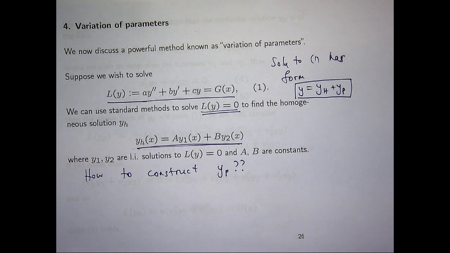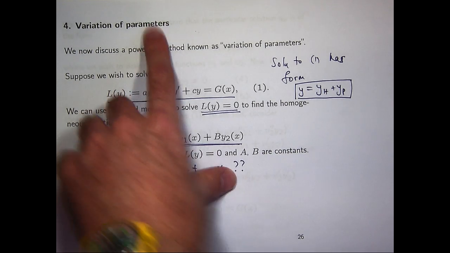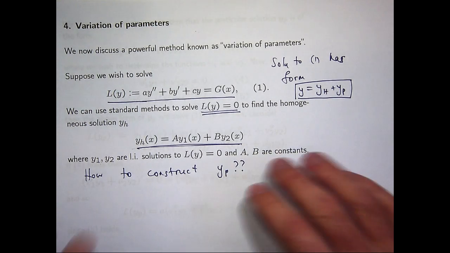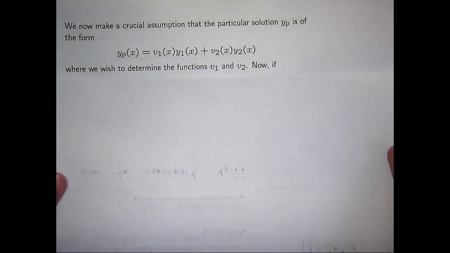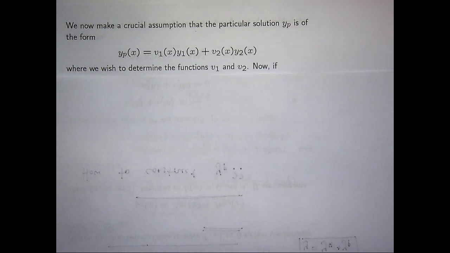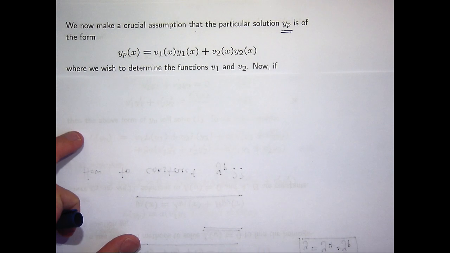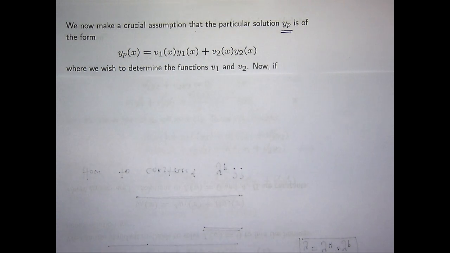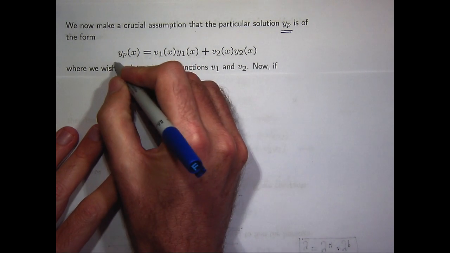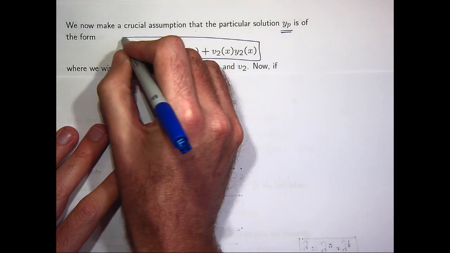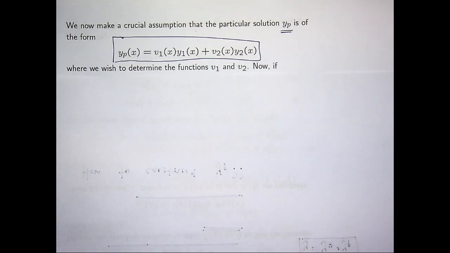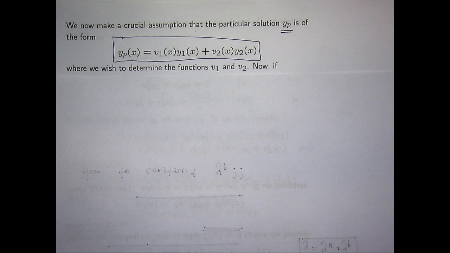So this lecture gives you another way of constructing a particular solution to the non-homogeneous problem. The method is known as variation of parameters or variation of constants. To construct y sub p, a particular solution to the non-homogeneous problem, what we do is assume that y sub p has the following form.